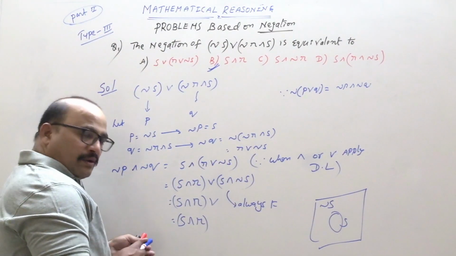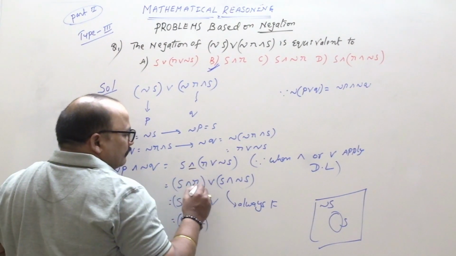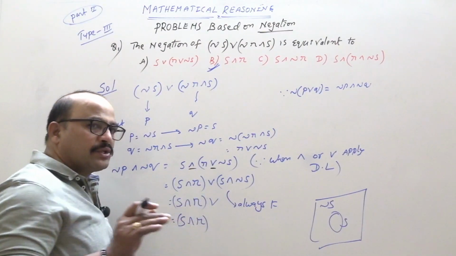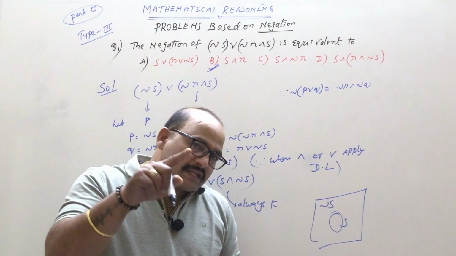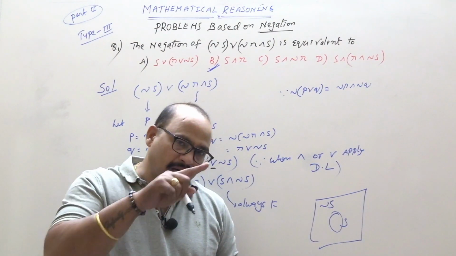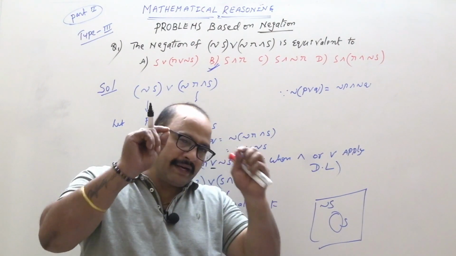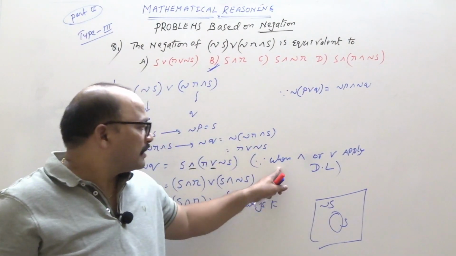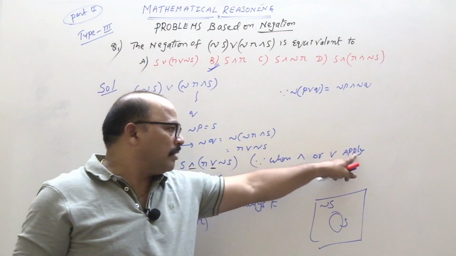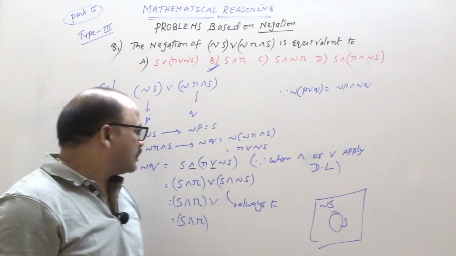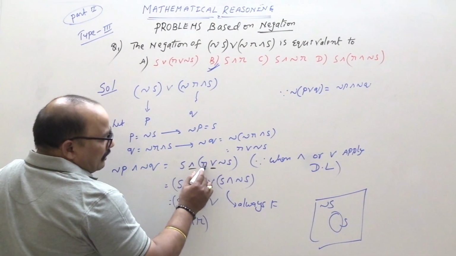Yes, be careful, note this point, my dear students. This is the and, this is the or. You should remember forever. If and, or appear in the same statement, immediately your brain says that De Morgan laws, sorry, distributive laws. Distributive, and or applies there, distributive law. Distributive law means the symbol between them comes here.